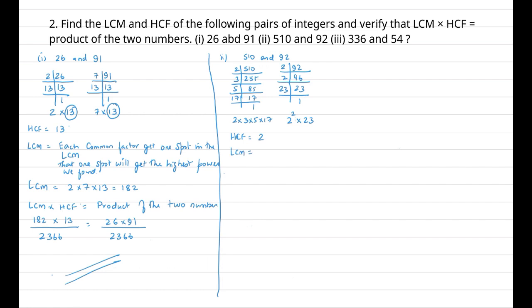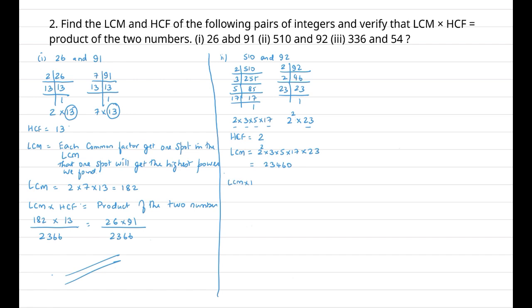Least common multiple. Each common factor gets one spot in the LCM. The factors are 2, 3, 5, 17, and 23. The second part of the rule is that one spot will get the highest power. So here the highest power of 2 is 2, so it will be 2 squared. Now when you multiply this, you will get 23460. So LCM is 23460.